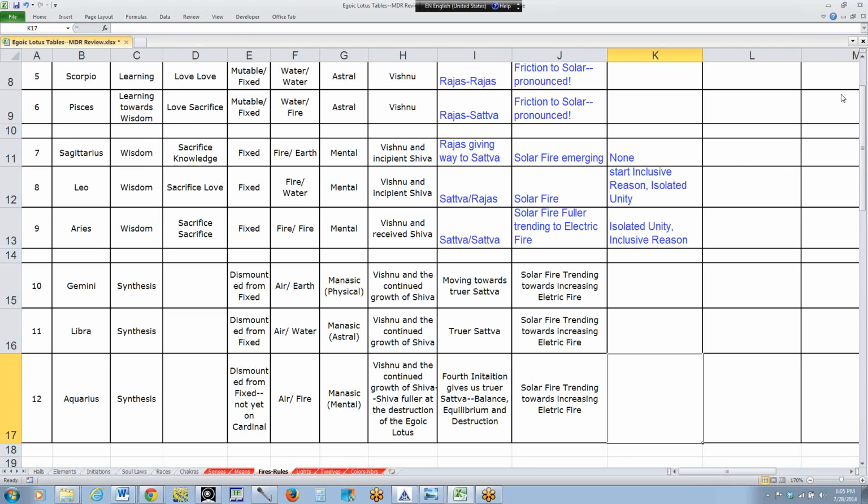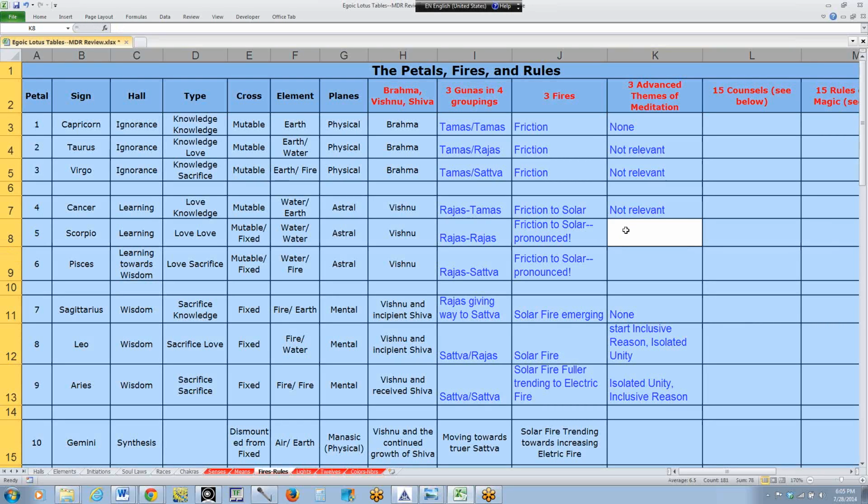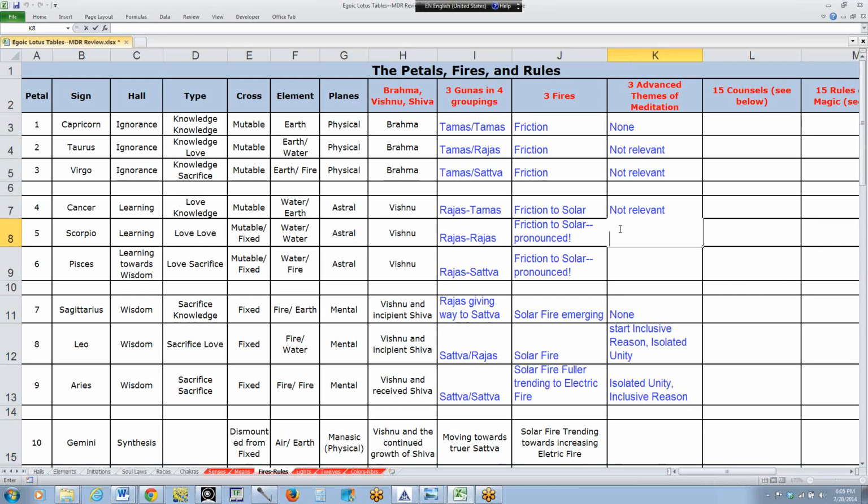Now, let's see what this next category is. I'm always surprised by them. Three advanced themes of meditation. They're just not relevant. Not relevant in all of these places. Not relevant. Not relevant. Even at petal number 6, the advanced theme, not relevant. Petal number 7, not really. Not yet.